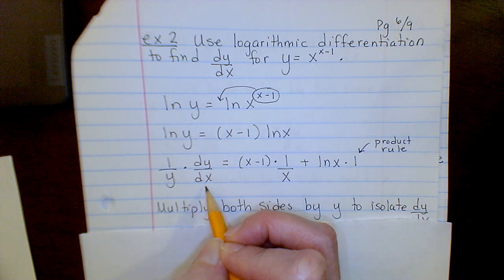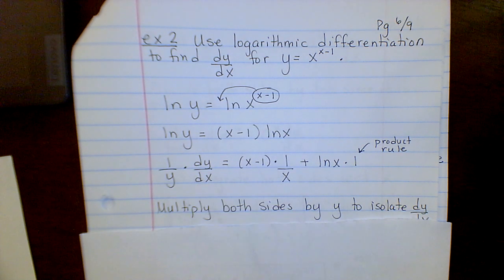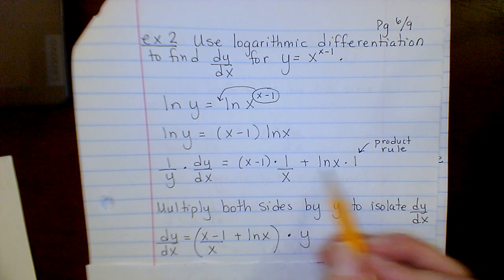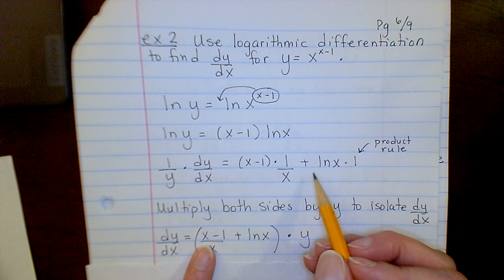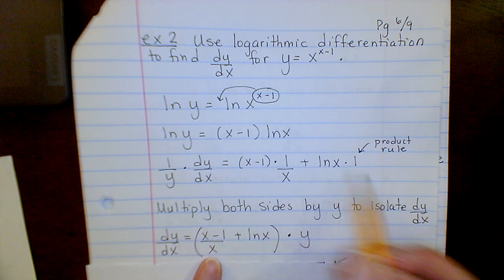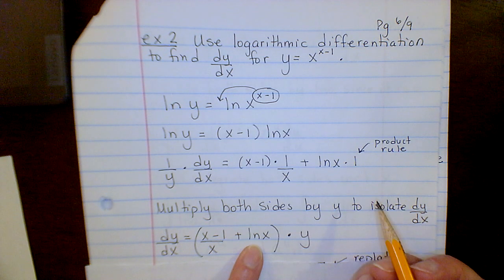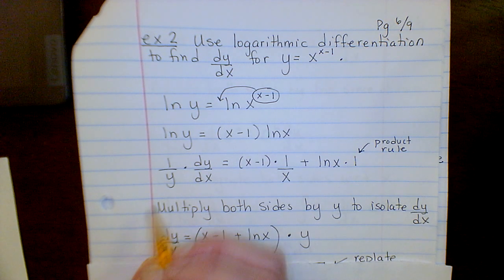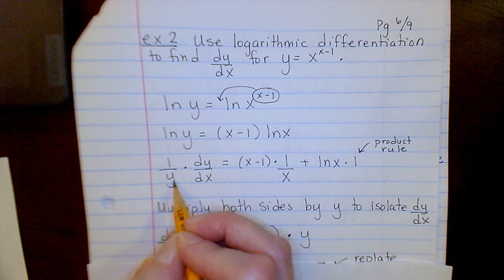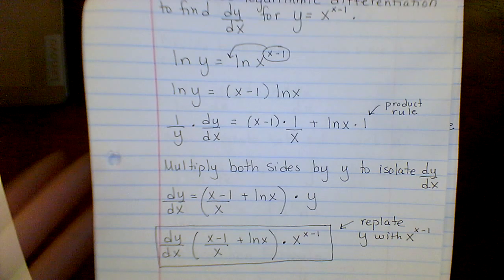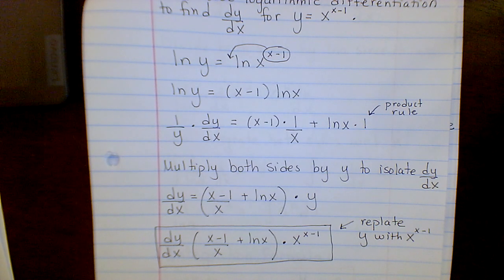To solve this for dy dx, I'm going to need to multiply both sides by y. So I get dy dx equals this stuff over here. I just cleaned it up a little bit. Like right here, x minus 1 over x. And then ln x times 1 is just ln x. And then here's multiplying both sides by y. I multiplied this side by y, and when I did that, those y's went away. And then I'm going to replace y with x to the x minus 1. And I'm done.